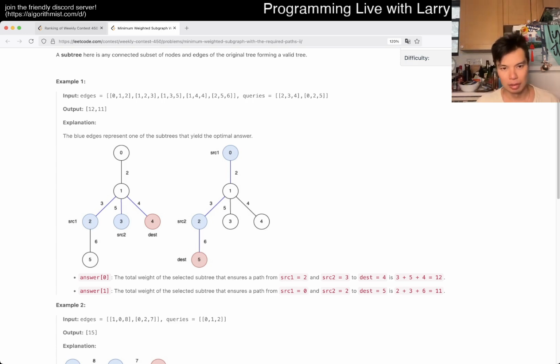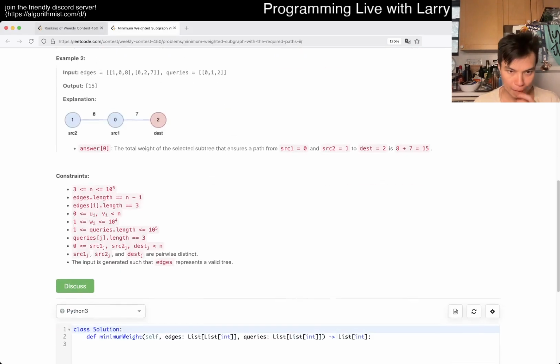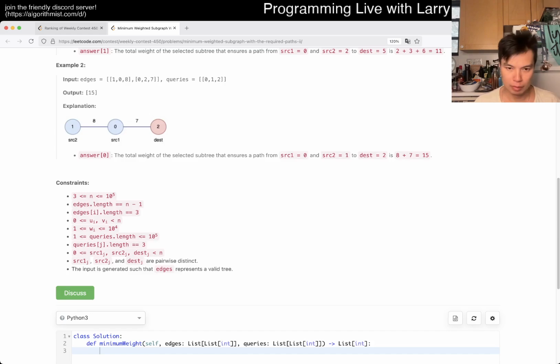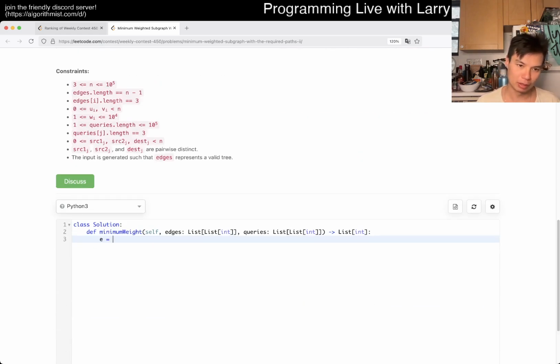Okay. Not too bad. We'll see. I haven't done binary lifting in a while, so we'll see whether I can actually implement it. But the idea is not that bad.